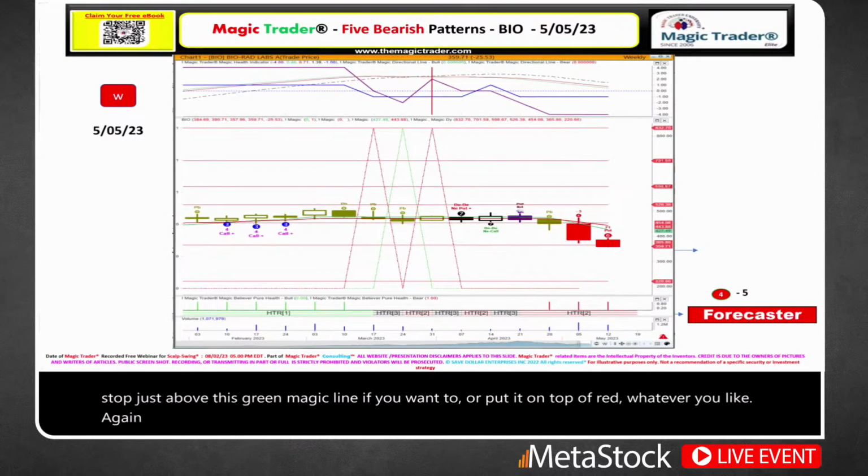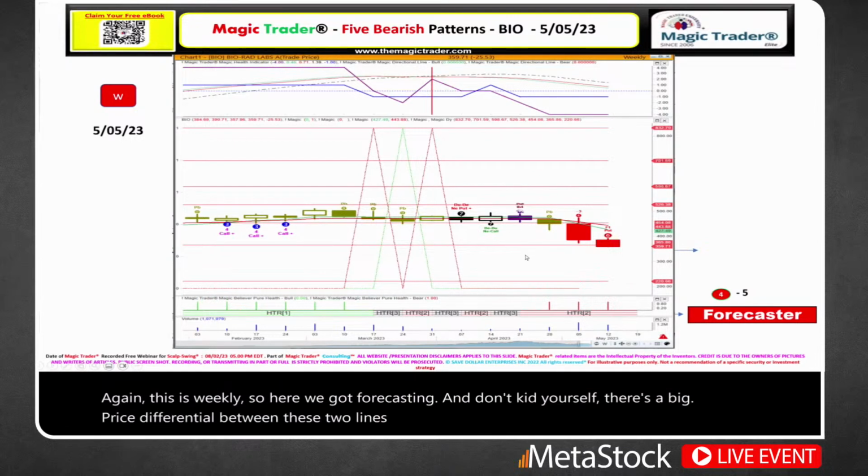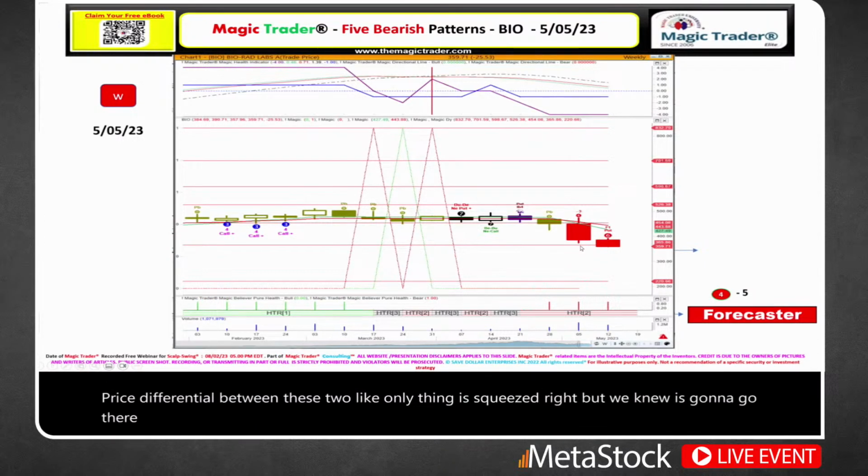Again, this is weekly. So here we got forecasting. And don't kid yourself, there's a big price differential between these two lines. Only thing is squeezed, right? But we knew it's going to go there. So I just want to teach you that this thing works. You got to believe it.